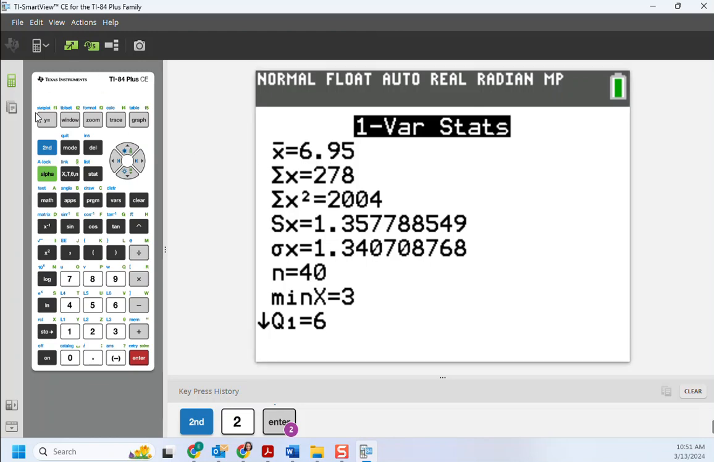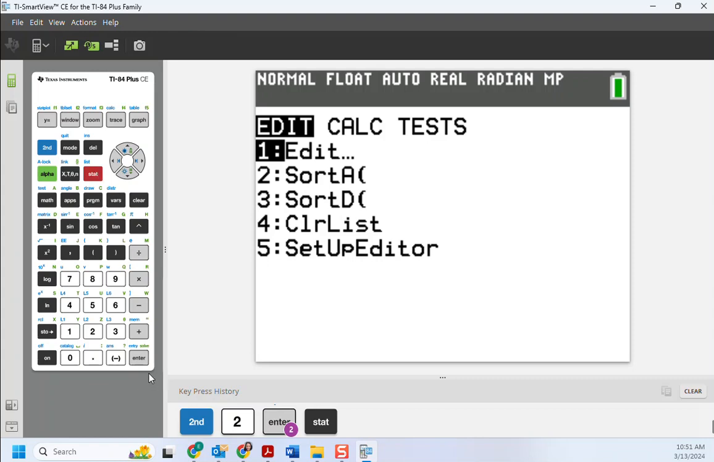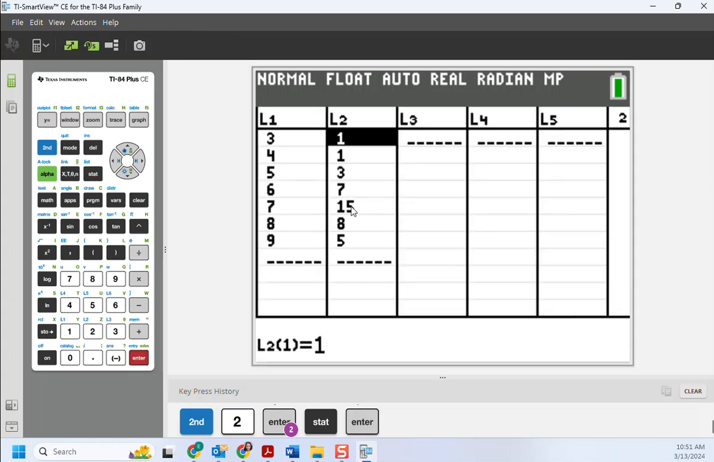So first thing we did was stat, edit. And this is under using frequency tables. I just copied this in. This is the list of values, and this is the frequency.